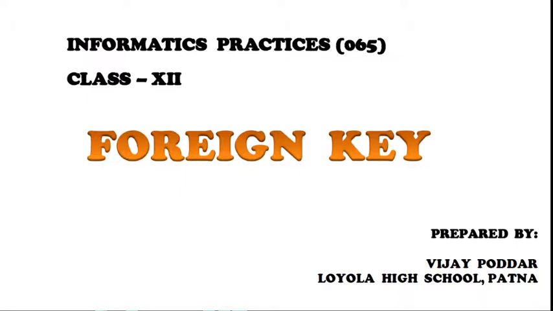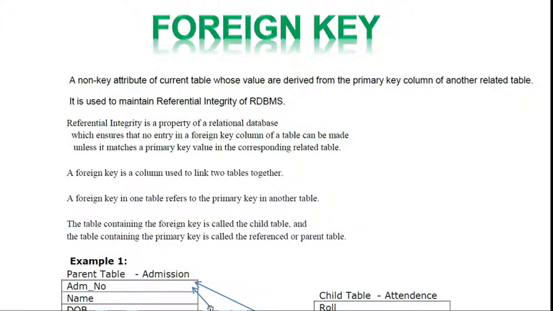So today's topic is foreign key. As the name is foreign, you can easily guess that it is something related with the external table. To implement and use, you need two tables. The first table is called the parent table, and the second table called the child table.